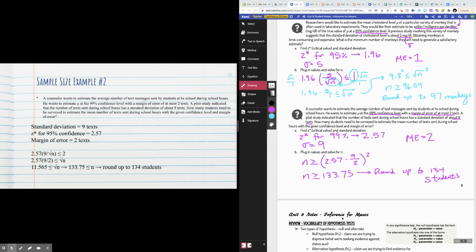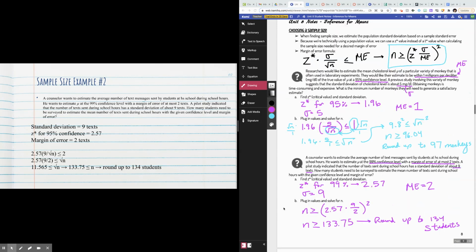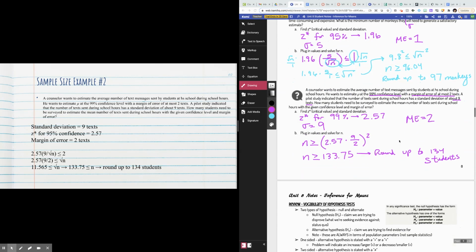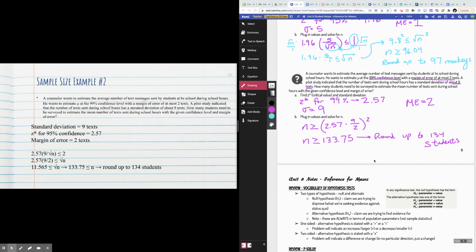I plugged those values into my solved for n formula here, just so I didn't have quite as much algebra to do. So you end up with n has to be greater than or equal to 133.75. Because we're talking about people, students, I can't round down. I have to round up to 134 students. That would be the minimum number of students he would need to survey in order to have this given margin of error.